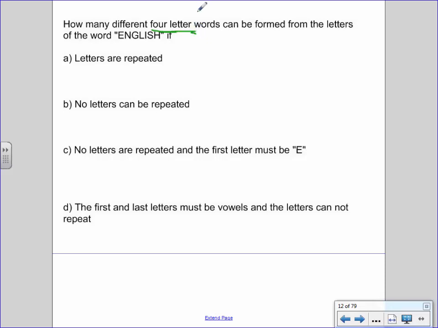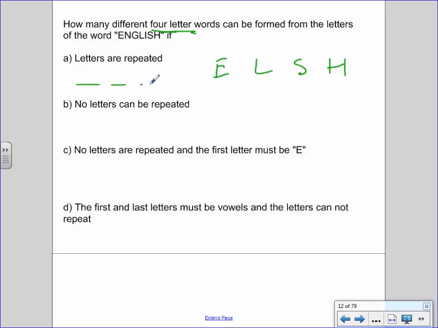Let me give you an example. I could use E, then L, then S, then H. I know that's not really a word, but I could try this combination. You get what I'm saying here? How many different combinations could you make if you could repeat a letter? Well, here's how you'd solve it.